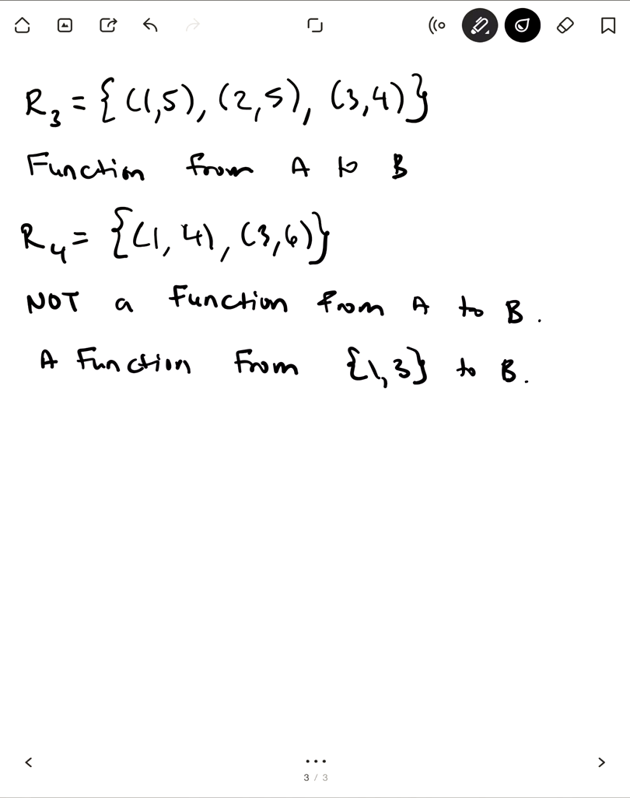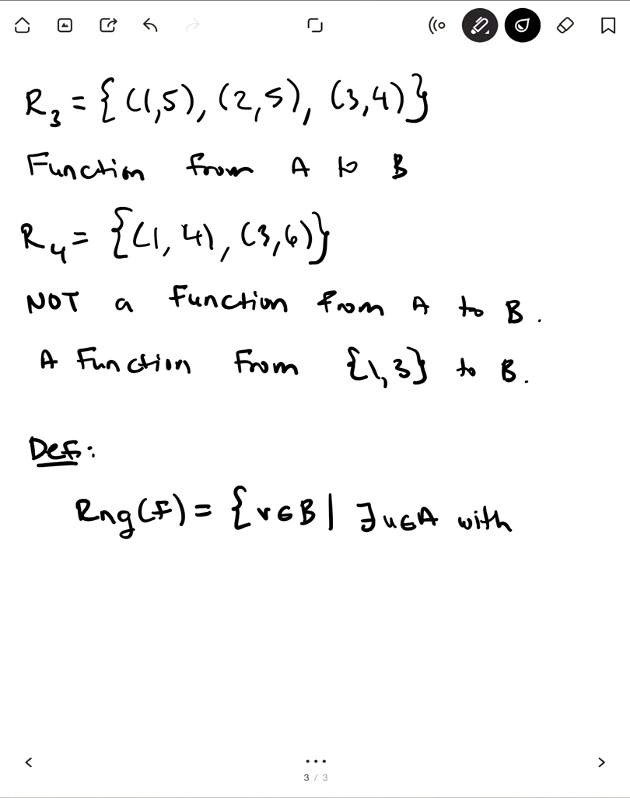And B is the codomain, but we can define the following, and this is related to relations. So just another definition here. The range of a function f is equal to the elements in B such that there is a u in A with (u,v) in f. Okay.